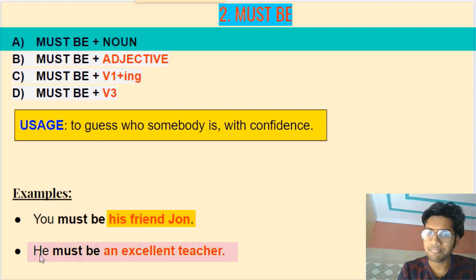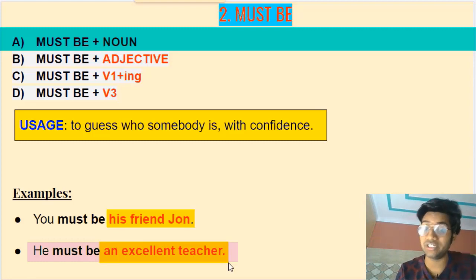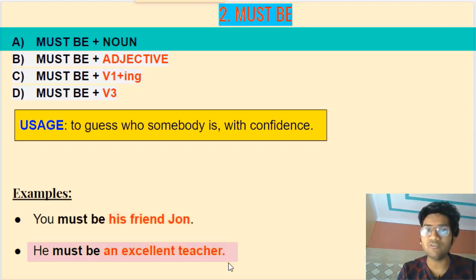Number two, he must be an excellent teacher. I'm quite certain about it. Because 3 months back, you were really bad at English, and now, after 3 months, after taking his classes, you speak quite fluently, which makes me believe that that guy, he must be an amazing teacher. I'm using a noun phrase here to guess who he is, what kind of a teacher he is. He must be an amazing teacher, an excellent teacher, right? That's how we use must be plus a noun.